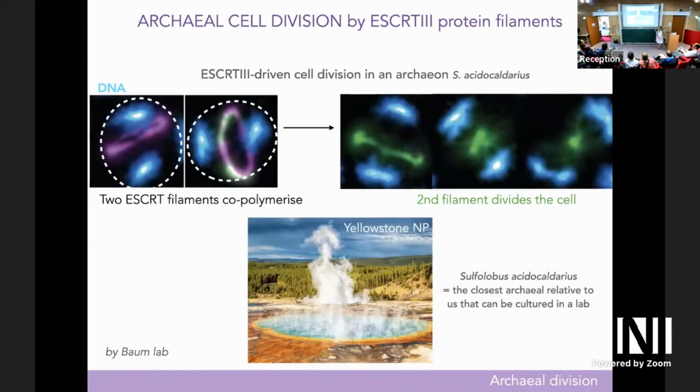And then the way these cells divide, they build this ESCRT filament. So, ESCRT is just protein. And they build composite filaments. So first, they build one. There's one ESCRT type, which is in pink. Then they build another ring on top of it, which is just a different isoform of the ESCRT-III protein.